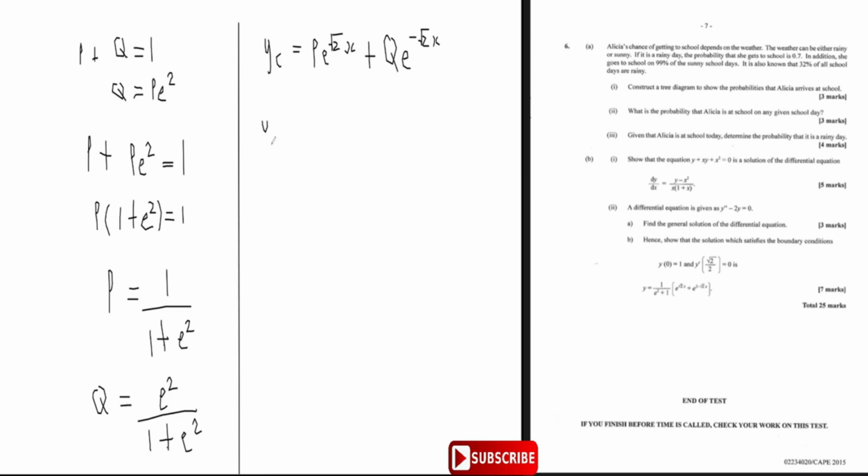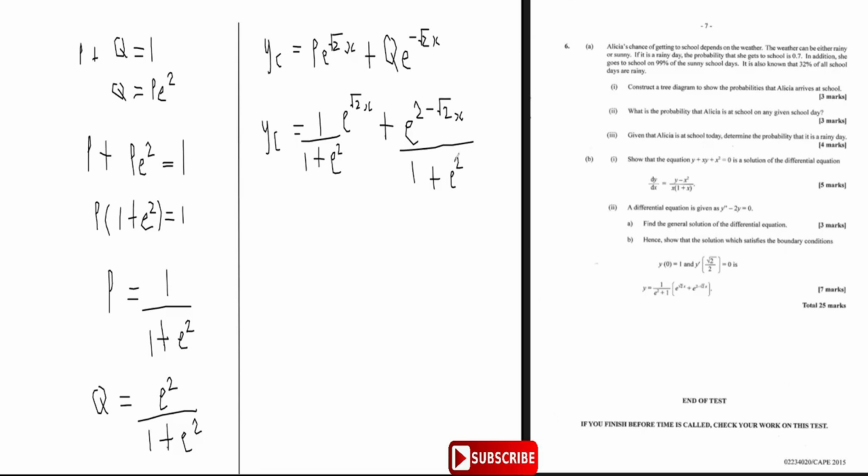And so in reality, YC is just equal to P, which is 1 over 1 plus E square, times E to the root 2x. And then plus Q. Remember, Q is E square over 1 plus E square, but when the bases are the same, you can add the powers. So you get E to the 2 minus root 2x over 1 plus E square. And that is it. Nice and easy.